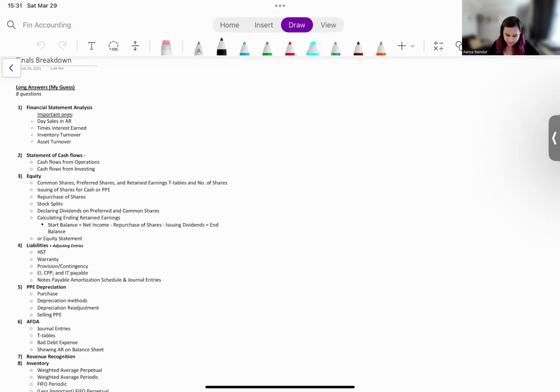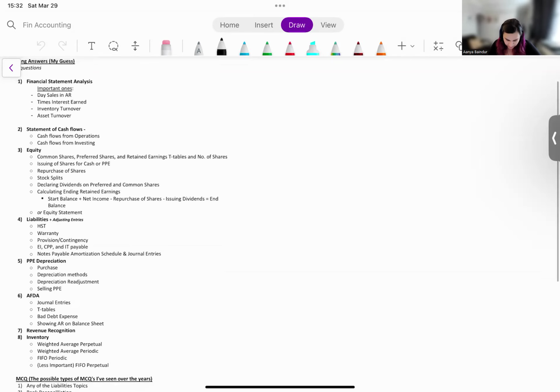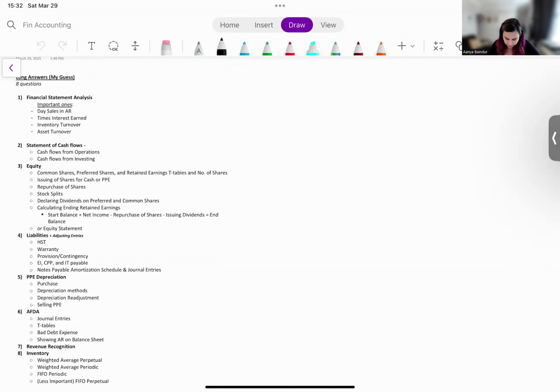Firstly, expect a question on financial statement analysis, statement of cash flows, equity, liabilities, property, plant, and equipment, allowance for doubtful accounts, revenue recognition, and inventory. Now, this is an absolute guess. I'm basing this on nothing except generally what I've seen in the past and just going through the syllabus and assuming which questions would require a long answer question. This is what I would guess it would be.